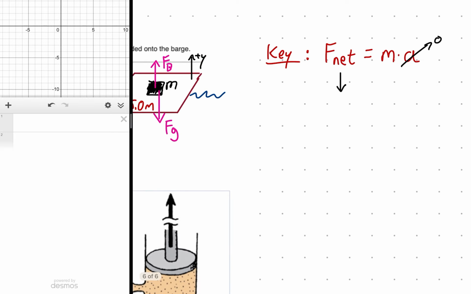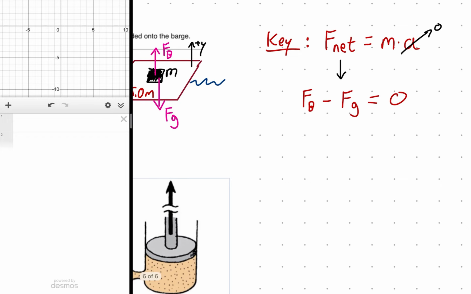And so then we're just going to have a case where we have the buoyant force being the first one, the positive one, and then minus the gravitational force. Those are the net forces. That's the total of all the forces. And we know that that's going to be equal to ma, which is just m times 0, which is just 0.